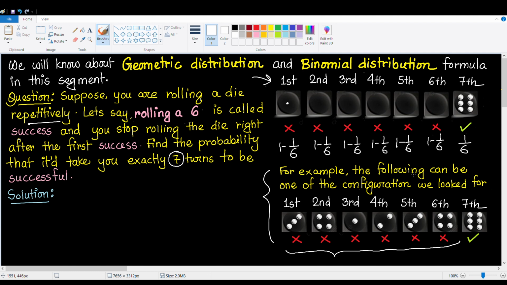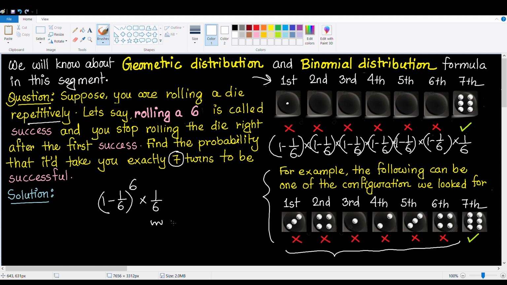Now all of these events have to happen together to get our expected event done. Therefore the probability would be the product of these fractions, right? So (1 minus 1 by 6) to the power 6 times 1 by 6. Now if we say that the probability of getting a 6 is p, which is 1 by 6 in this problem, then the probability of not rolling a 6 would be 1 minus p.